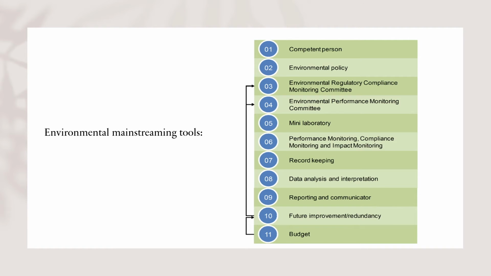This slide explains the environmental mainstreaming tools, going from competent person to environmental policy, followed by environmental regulatory compliance monitoring committee, environmental performance monitoring committee, mini laboratory, performance monitoring, compliance monitoring and impact monitoring, record keeping, data analysis and interpretation, reporting and communicator, future improvement/redundancy, and lastly with budget.